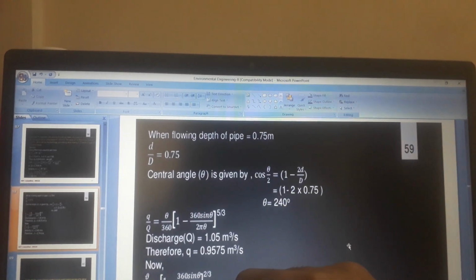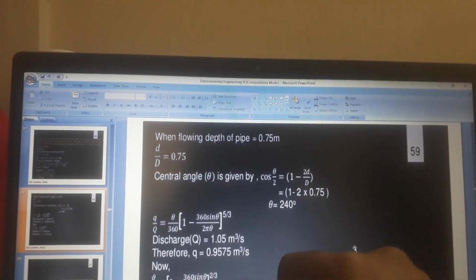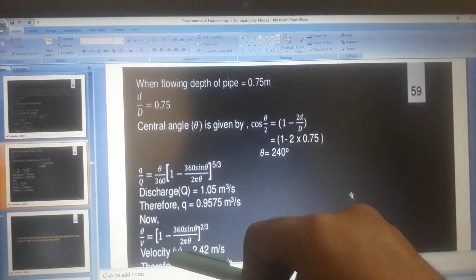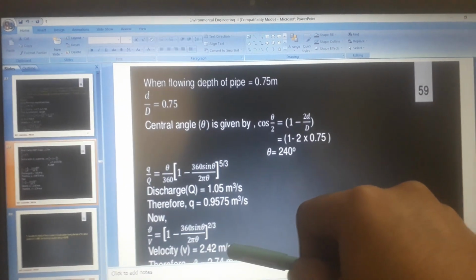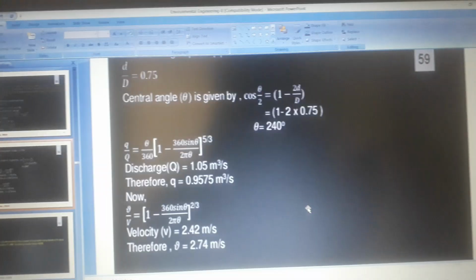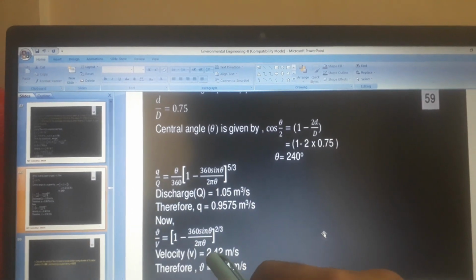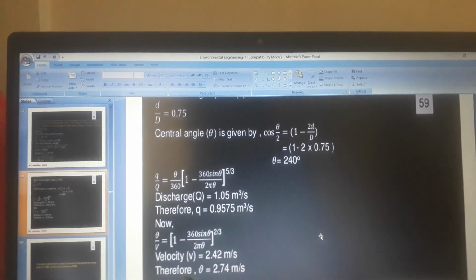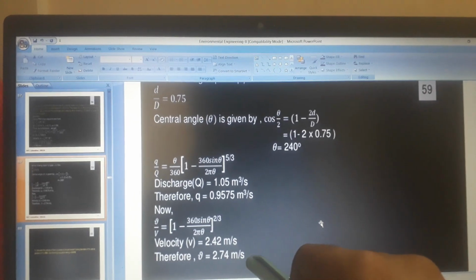Now, small v by capital V is equal to 1 minus 360 sin theta by 2 pi theta whole raised to 2 by 3. Velocity capital V is equal to 2.42 meter per second. Therefore, small v is equal to 2.74 meter per second.